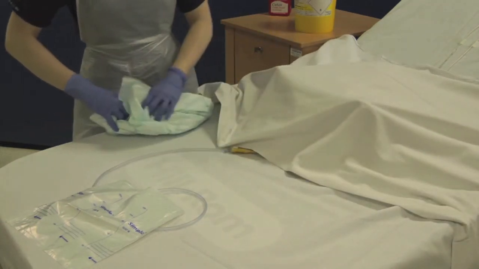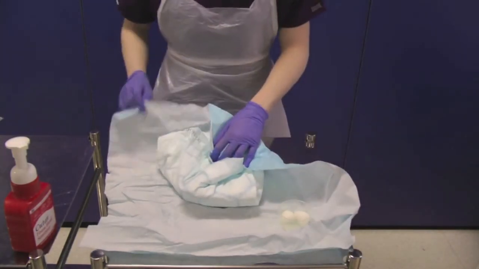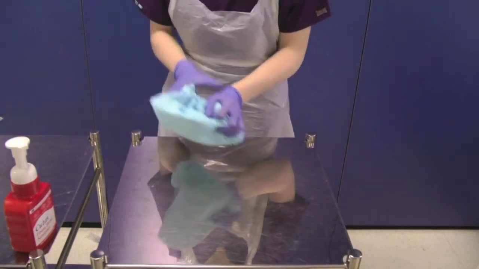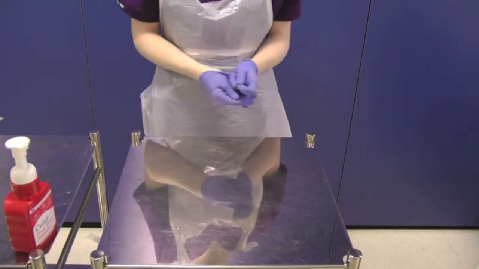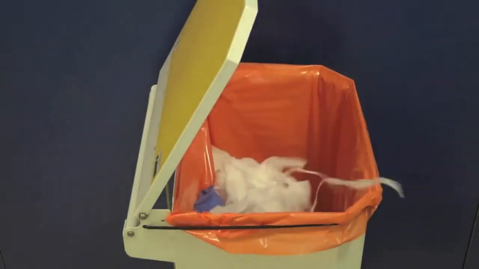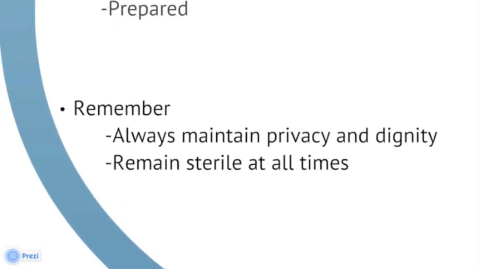Cover up the patient and return to your trolley. Wrap up and dispose of any remaining clinical waste. Remove your gloves and apron and decontaminate your hands. Remember, always maintain privacy and dignity of the patient throughout this procedure. There are a large number of steps involved in catheterization. However, you should concentrate on remembering that the aim is to remain sterile at all times to reduce the risk of infection to the patient.